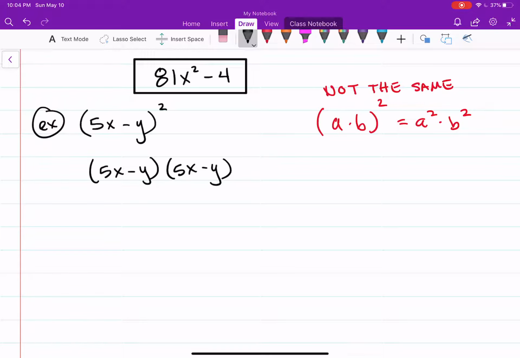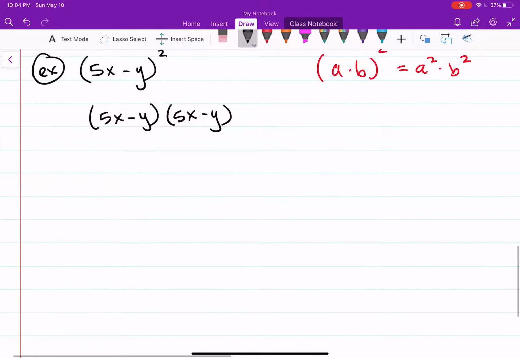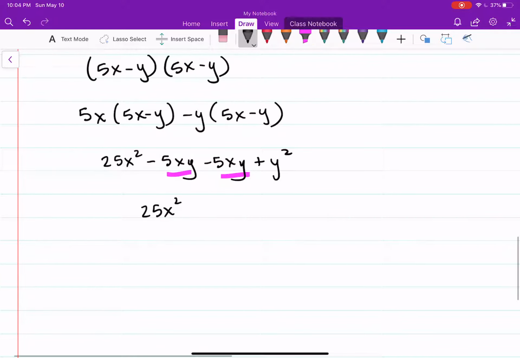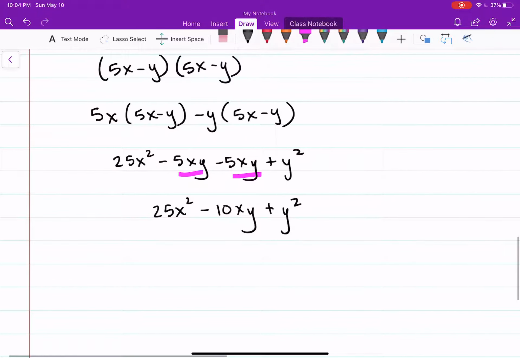Then it's a binomial times a binomial, so I have to double distribute. What I'll get is 25x squared minus 5xy minus 5xy plus y squared. I have like terms, so I'm going to get 25x squared minus 10xy plus y squared. And that would be my answer.